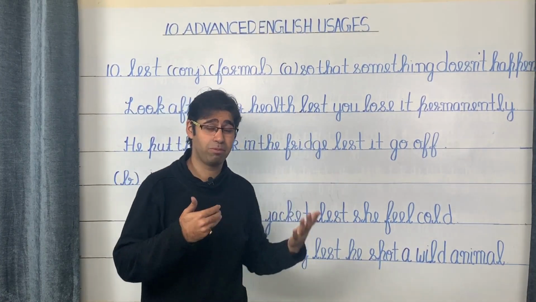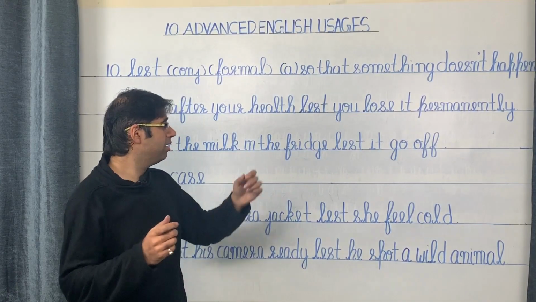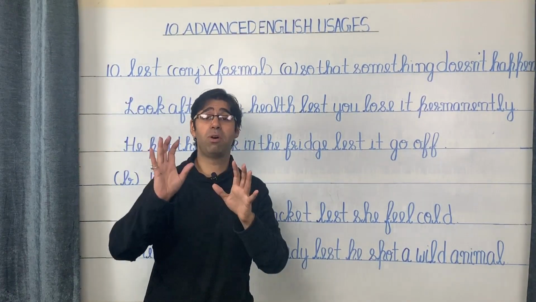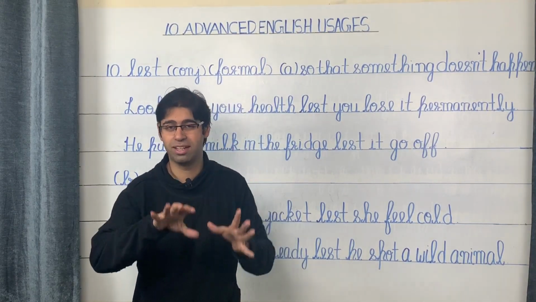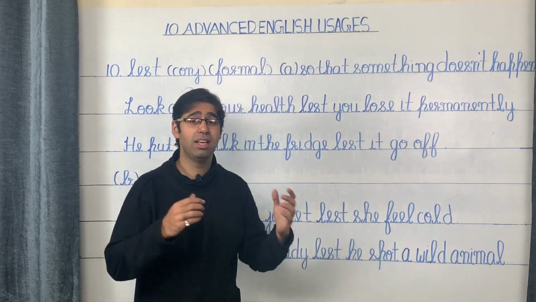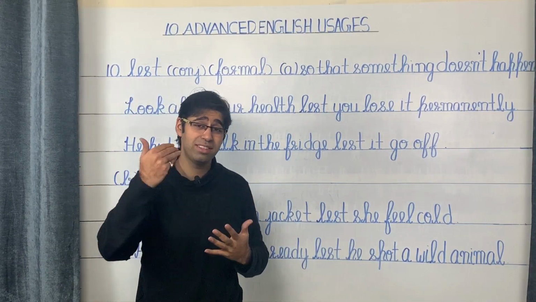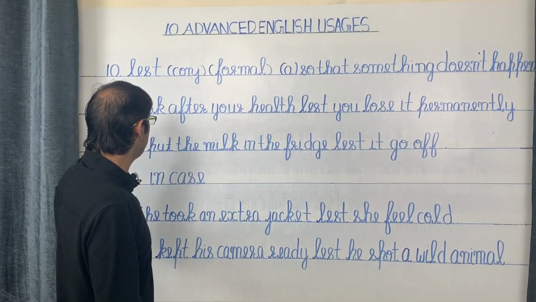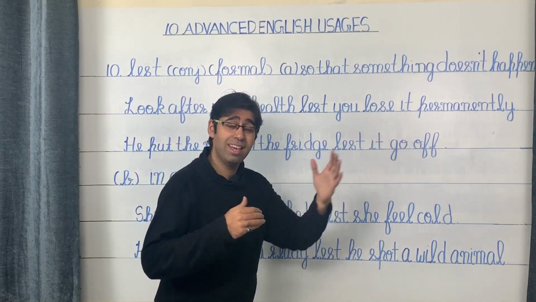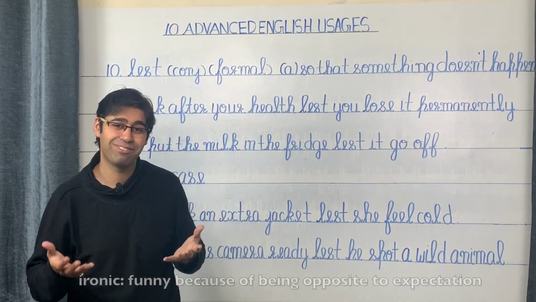They follow lest up with don't or doesn't. Now, what that does is, since lest already contains, its meaning is inclusive of the not or the don't or the doesn't, adding another not in the same sentence works like a double negative, reversing the sense. So if you turn this sentence into "look after your health lest you don't lose it permanently," the meaning that it conveys becomes rather ironic and funny.